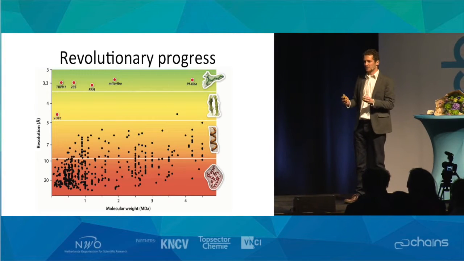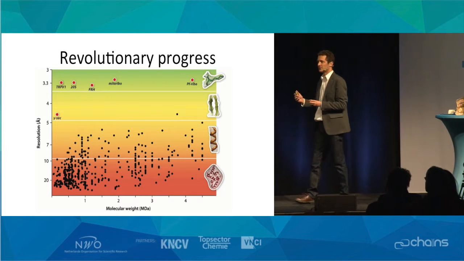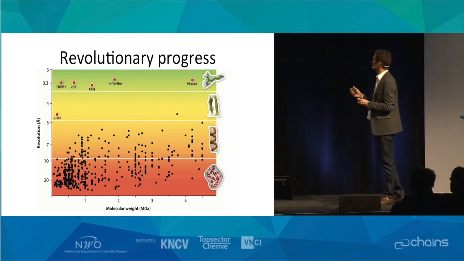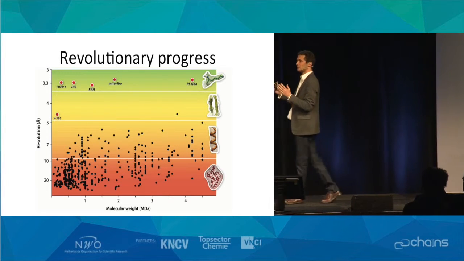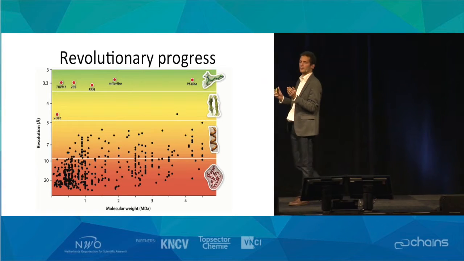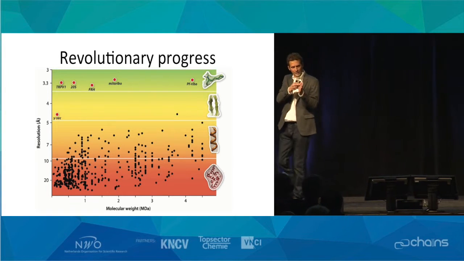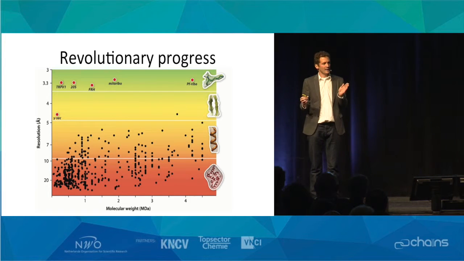Now, for many years, Richard was considered rather the optimist, and the reason for that is kind of highlighted in this plot by the cloud of black points, which are all 21st century structures downloaded from the electron microscopy data bank from the year 2000 to the year 2012.